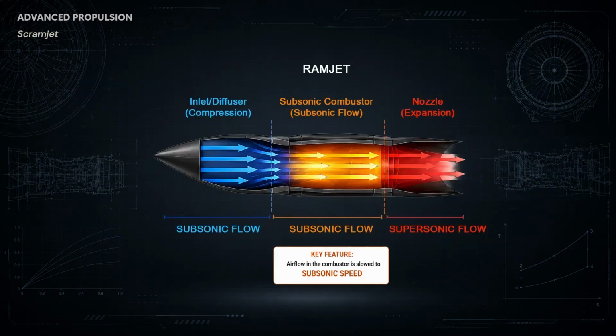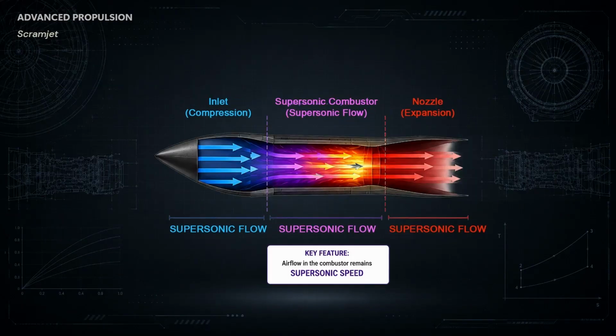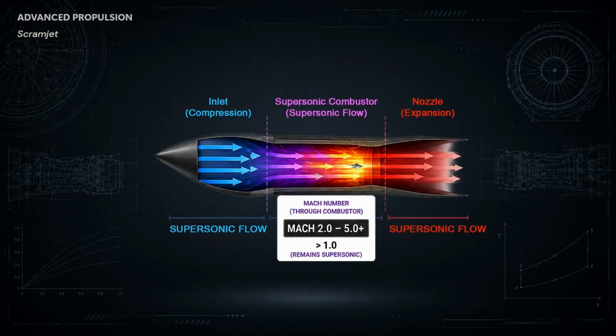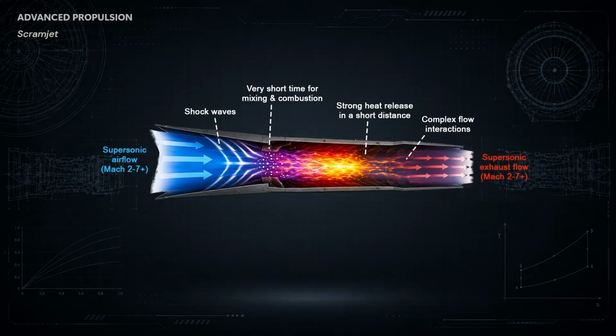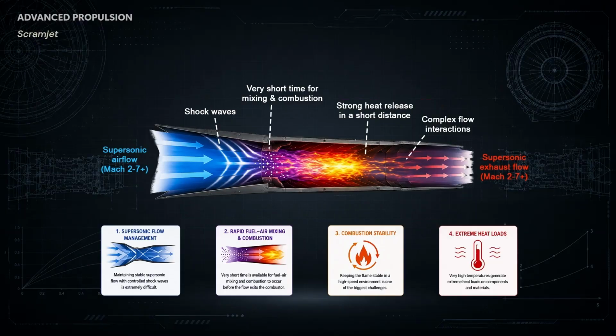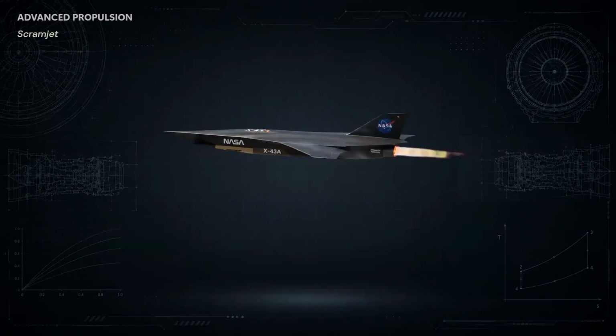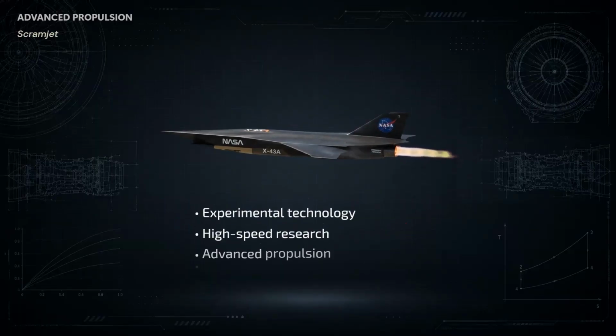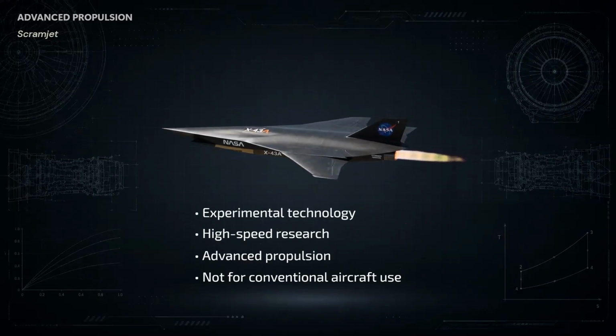A scramjet takes the ramjet concept even further. In a scramjet, airflow through the combustor remains supersonic. This makes the engine extremely challenging to design and operate, but it offers potential for very high-speed atmospheric flight. Scramjets are primarily associated with experimental and advanced high-speed propulsion rather than conventional aircraft.